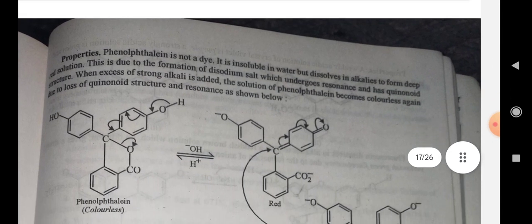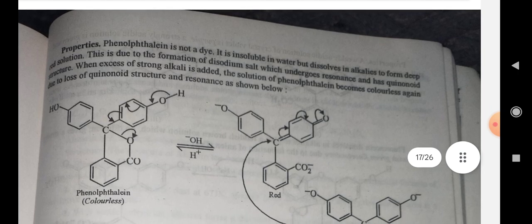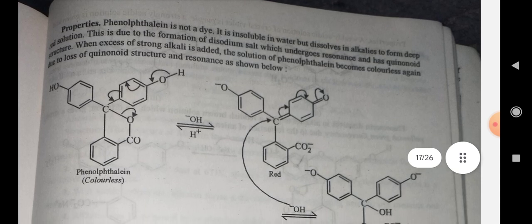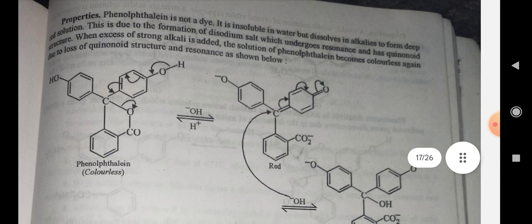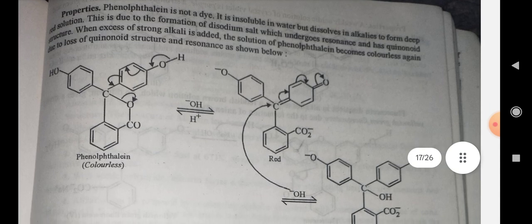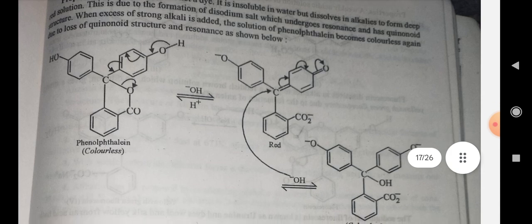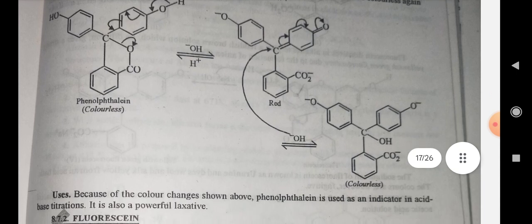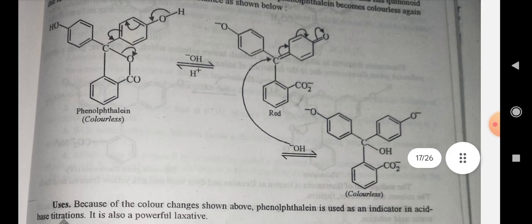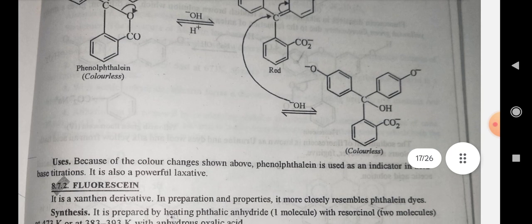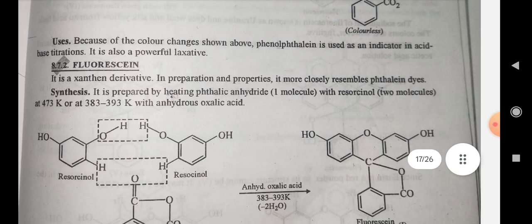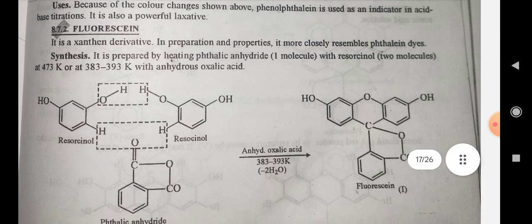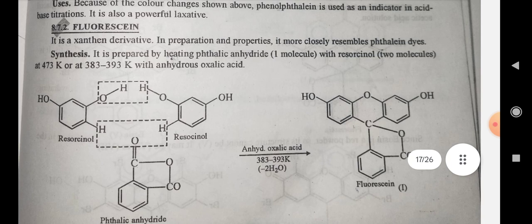Properties: phenolphthalein is not a dye. It is insoluble in water but dissolves in alkalis to form a deep red solution. This is due to the formation of disodium salt, which undergoes resonance and has quinonoid structures. When excess of strong alkali is added, the solution of phenolphthalein becomes colorless again due to the loss of quinonoid structure and the resonance, as shown below. Phenolphthalein, when oxidized and hydrolyzed, changes its color from red to colorless. Uses: because of the color changes shown below, phenolphthalein is used as an indicator in acid-base titration. It is also a powerful laxative.